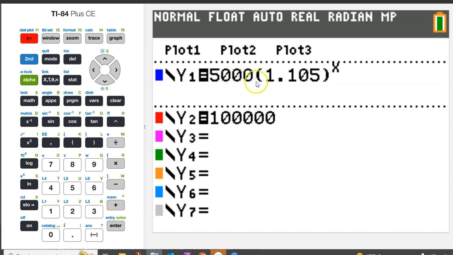But before we hit the graph and look for the intersection point, we need to adjust the window. The number of years and the amount of money in the account will always be positive, so x min and y min will both be 0. But what about the x max and the y max? I'm not sure how long it will take for the account to reach 100,000, so I'm just going to put in 20 years for the x max, and I can make that bigger if I need to. For the y max, the target is 100,000, so I need to make sure my y max is above that.